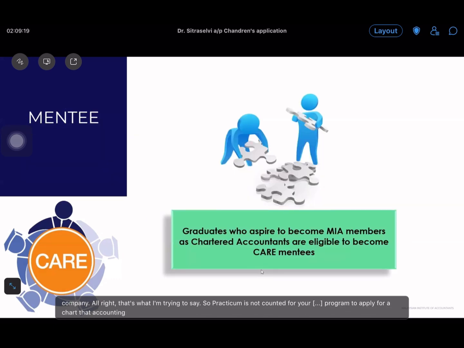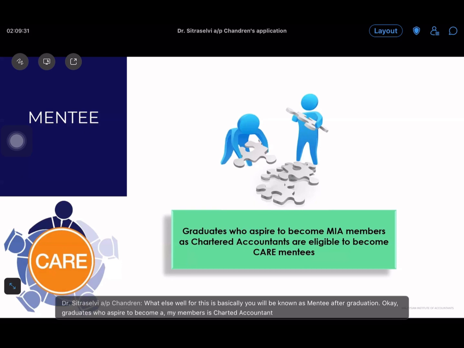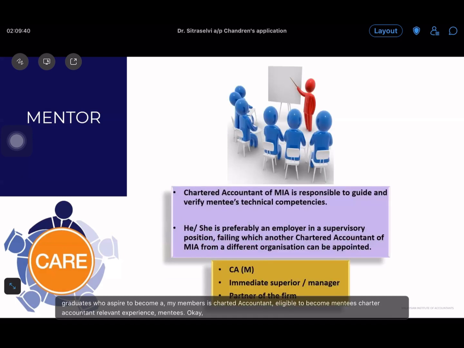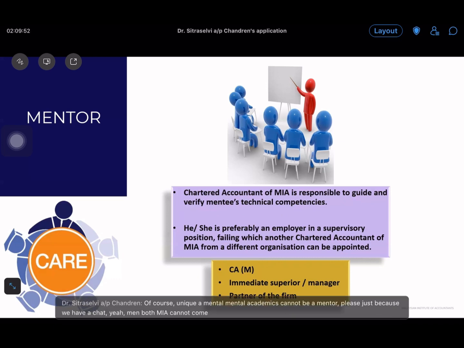Okay, so who is eligible for this? After graduation you will be known as a mentee. Graduates who aspire to become MIA members as a chartered accountant are eligible to become CARE mentees, chartered accountant relevant experience mentees. Mentees, of course, need a mentor. Academics cannot be a mentor. Please, just because we are members of MIA, you cannot come to us and say, can you be my mentor? No.